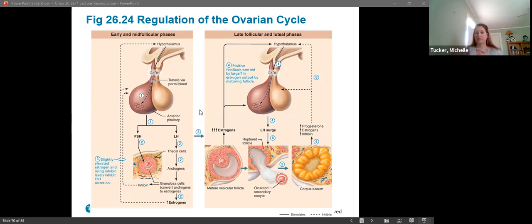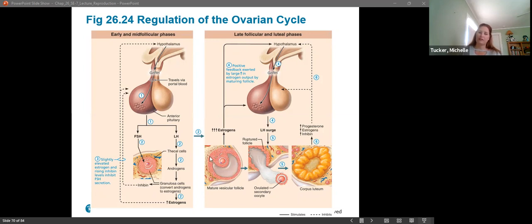That creates dominant follicle selection. That dominant follicle is going to go from being, the oocyte goes from primary to secondary, but this follicle continues to mature into a mature follicle. So we've got the follicle development versus the oocyte development.